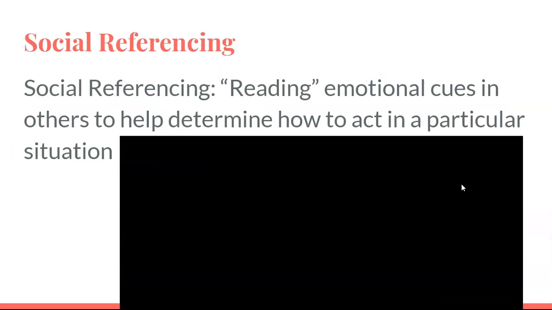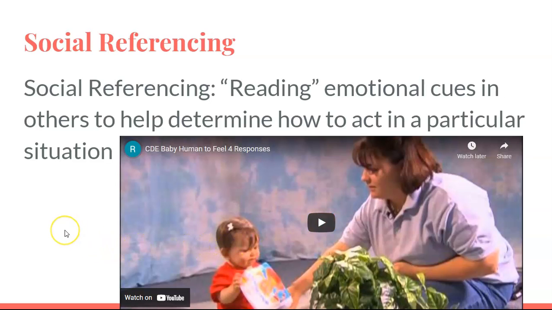Next, we have social referencing. And when we talk about social referencing, this is when we have children that are in situations with their caregivers, and what they do is that they read the emotional cues of their caregivers in order to understand how to act in a particular situation.